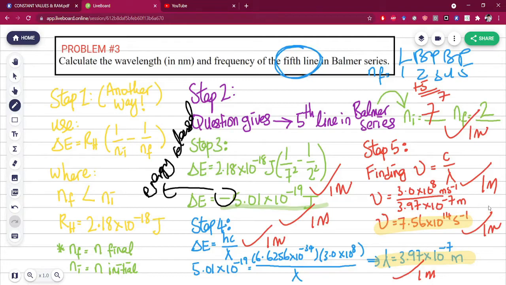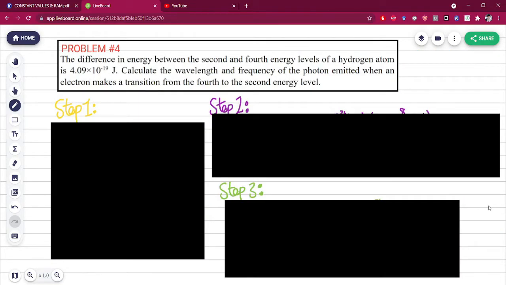For the last problem, we're going to look at this. It looks longer than the other problems, but when you read the question carefully, it has enough information for you to use to solve it in 3 steps. Okay, it is not that difficult. So you have to read the question thoroughly.